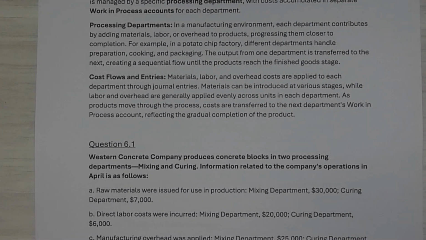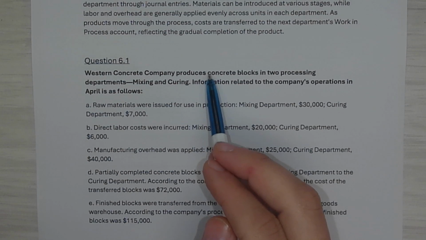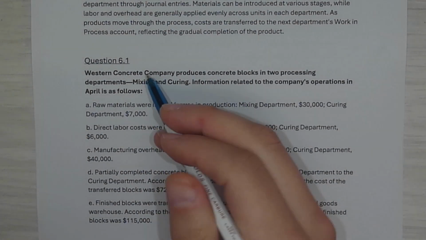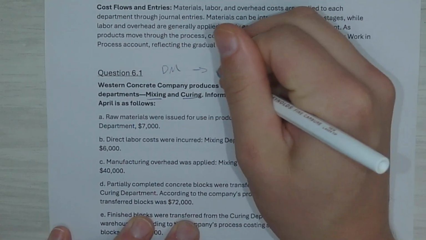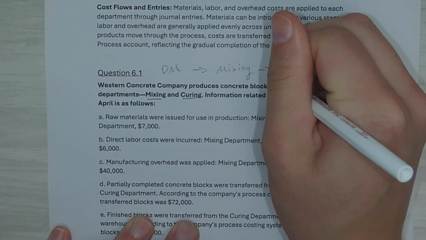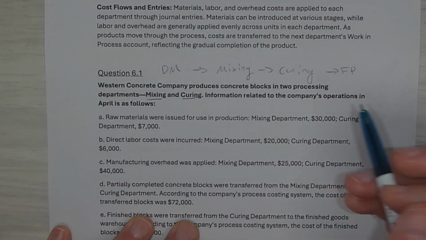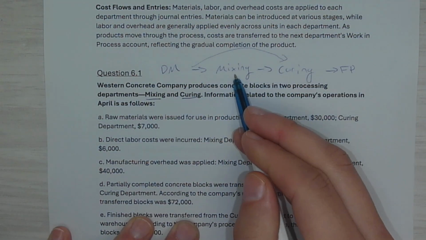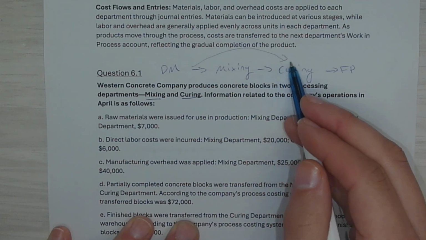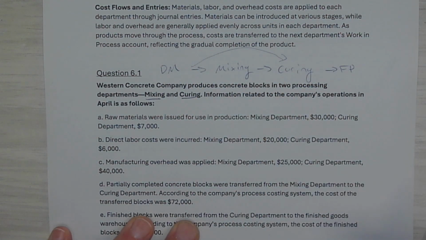So we're going to look at example 6.1 that has a concrete company producing concrete blocks in two departments. Now the two departments are mixing and curing. So it's going to go from our direct materials to the mixing, to the curing, to the finished products. Now one thing that is important to note, direct materials can go into both. Maybe mixing gets most of them, but curing gets a certain product to help with cure. But a lot of the time they'll follow this, and sometimes direct materials will jump into a different department. But for the most part, this is the plan.